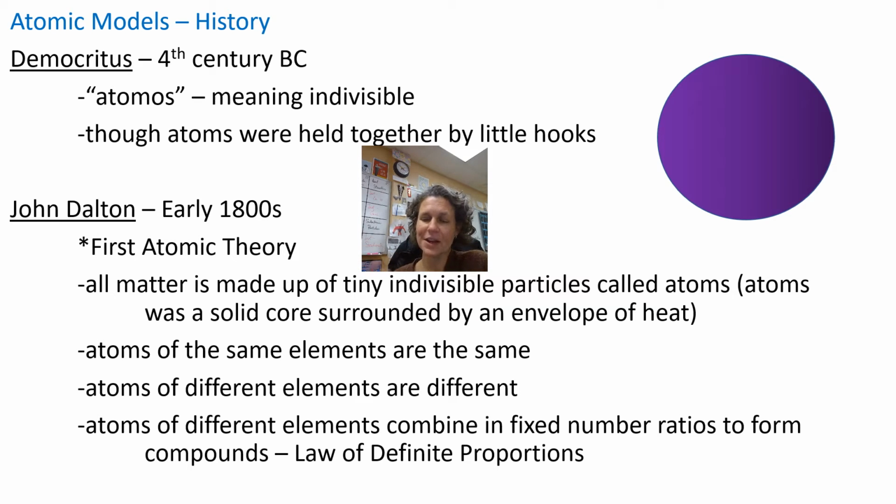And then the next one is always kind of like a, duh. Atoms of different elements are different. So if I had a handful of gold and silver, that'd be awesome. The gold atoms would be different than the silver atoms. And then finally, he said that atoms of different elements will combine in fixed number ratios to form different compounds.